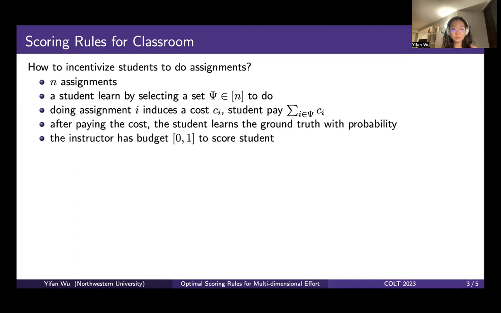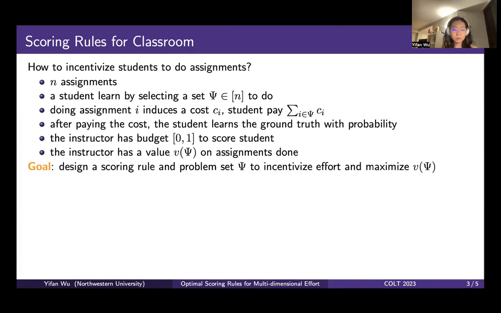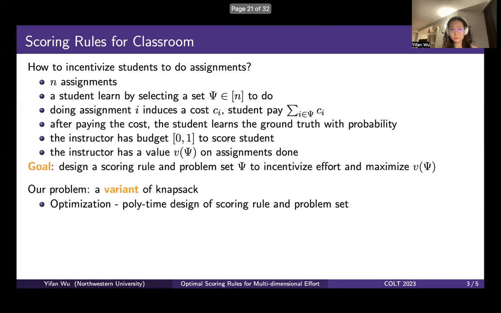And the instructor has a budget from 0 to 1 to score the student. The instructor also has a value over the assignments that are done. So the goal of the instructor is to design a scoring rule and also a problem set so that the student is incentivized to do every assignment in the problem set, and also the value over the problem set is maximized.